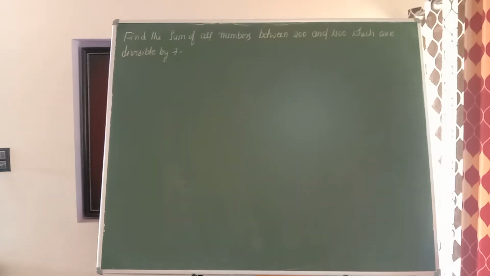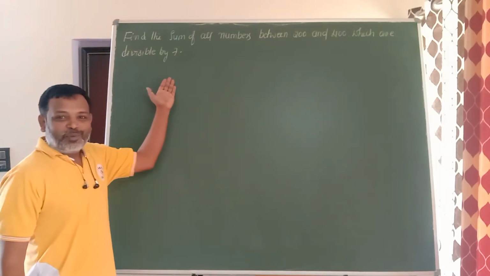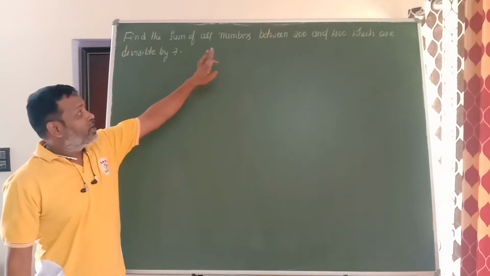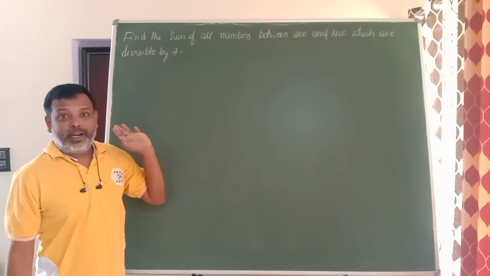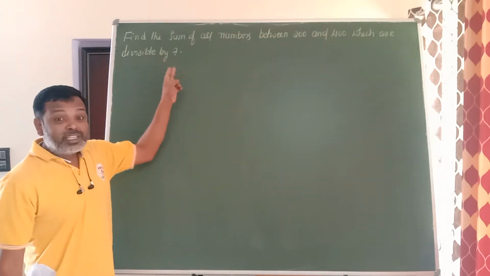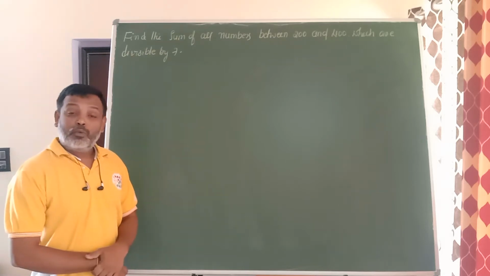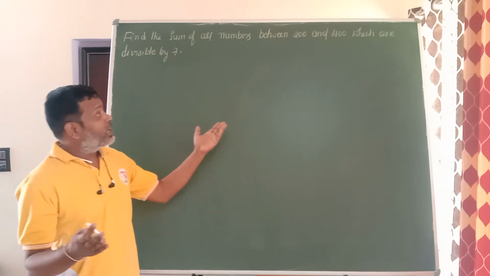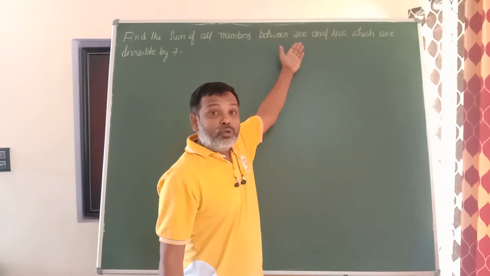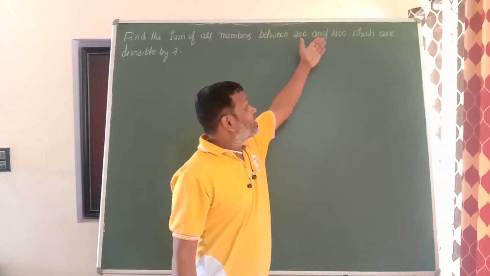Dear student, so now understand a very important problem here. What is the problem? Find the sum of all numbers between 200 and 400 which are divisible by 7 only. What to do here? Between 200 and 400, we have to consider the numbers from 201 to 399.